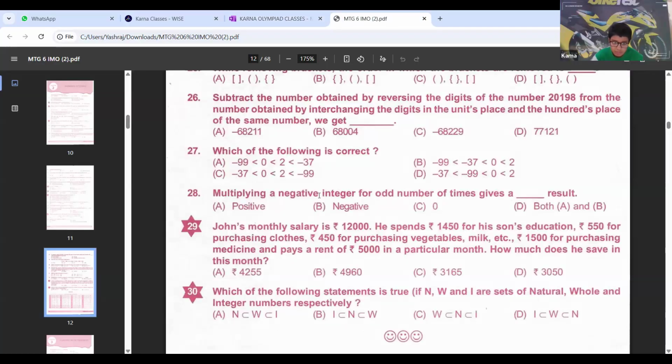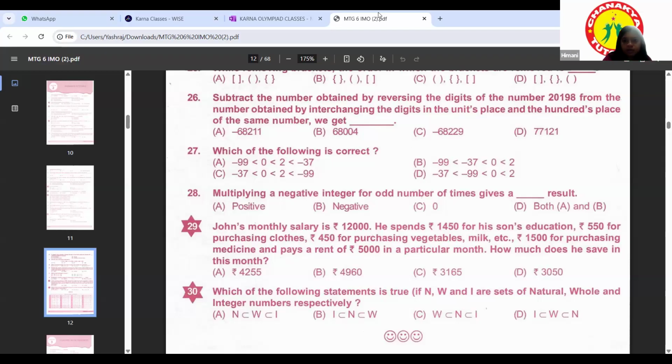Okay. Now 27. Which one of the following is correct? This is simple. Ma'am, 1 minute. Ma'am, can you show the question? Yes. Ma'am, B. How B? Ma'am, yes, B. Sorry, I was... Negative 99 is less than negative 37. 0 is greater than negative 37 and 2 is greater than 0.